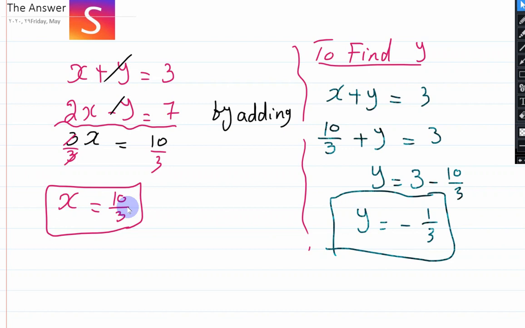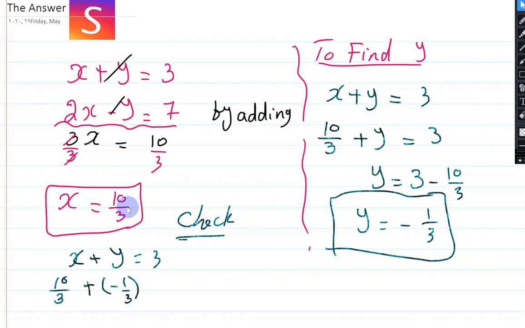Also, if you want to check your answer, I can check whether I'm correct or not. So for example, I'm going to take x plus y is equal to 3. I'm going to check if the left side equals the right side or not. So x is 10 over 3 plus y is negative 1 over 3. The sum of them will be equal to 3 if you solve it. So the left side equals the right side, so I'm correct. Inside the exam, you can check your answer also and give yourself the full mark.